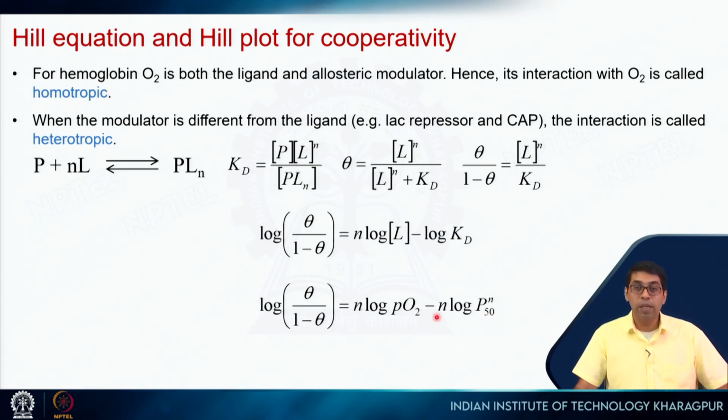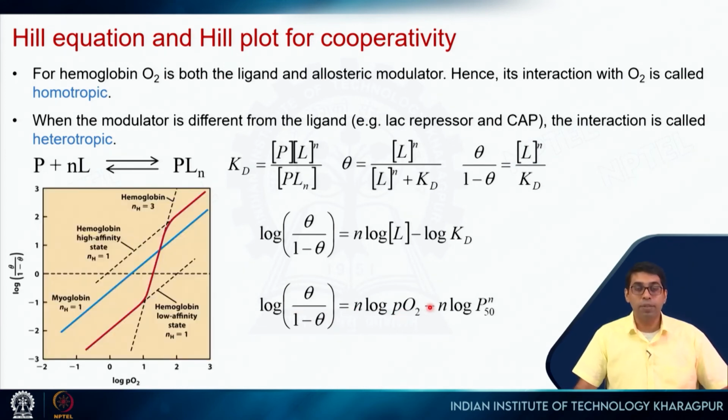So we get an n in the front, right? So now if I plot log of this versus the partial pressure of oxygen, this is a straight line equation, right? And remember that it's always easier to extrapolate straight line data, right? So that's why people will always linearize equations like this. So if we plot this versus the partial pressure of oxygen, it will look something like this.